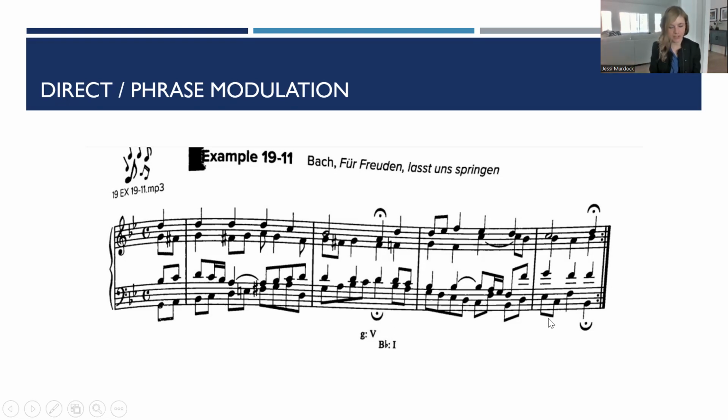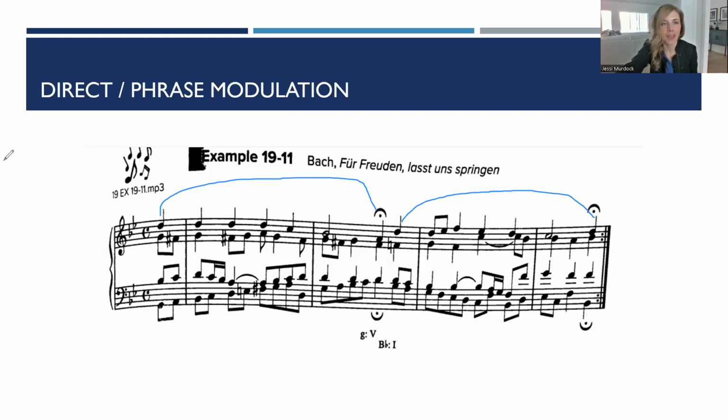Okay, so here's what it sounds like, except I can't reach all the notes. Okay, so. So there's our half cadence, and then. And it's all just in B flat, okay? And you can tell too, this would be direct slash phrase, right? Because there's that phrase, right? And then the new phrase is just in the new key, okay?